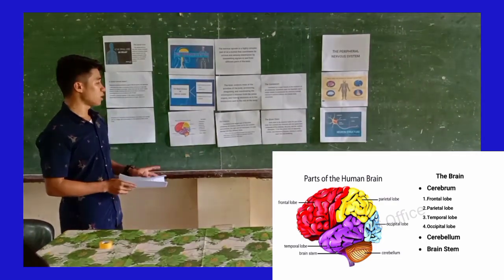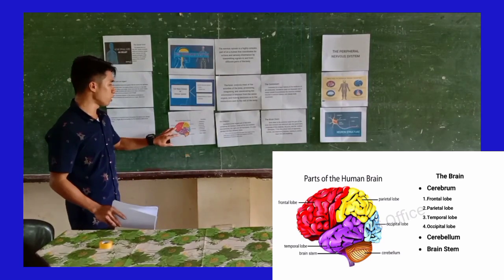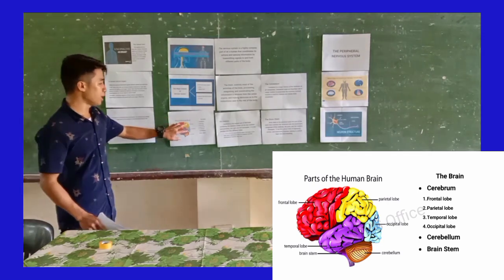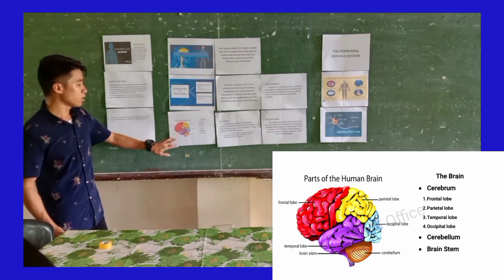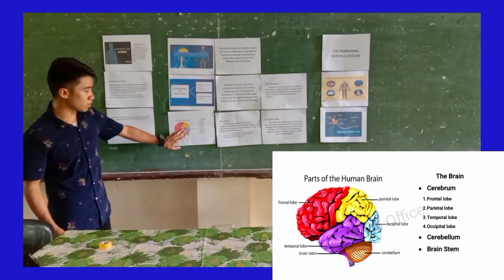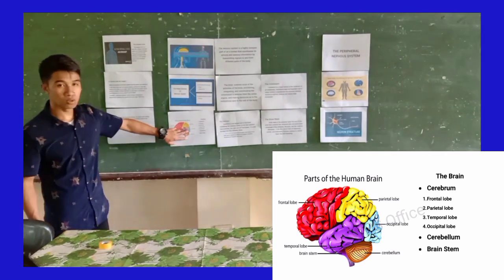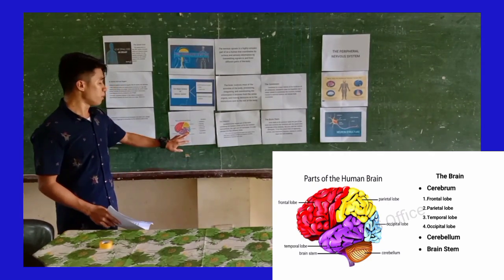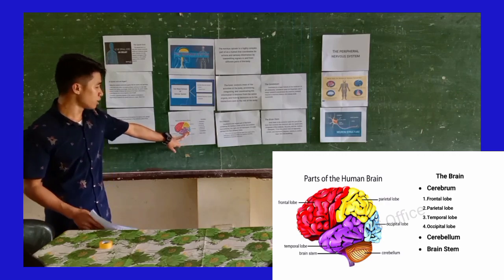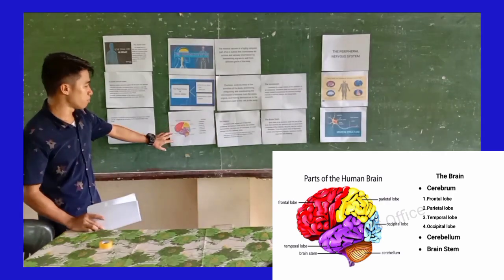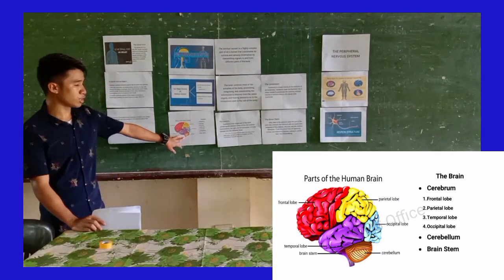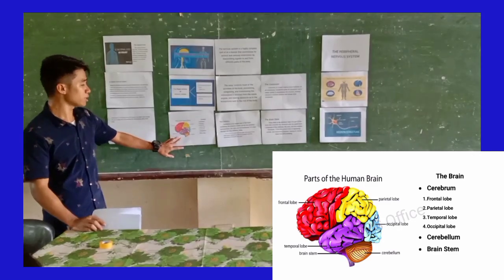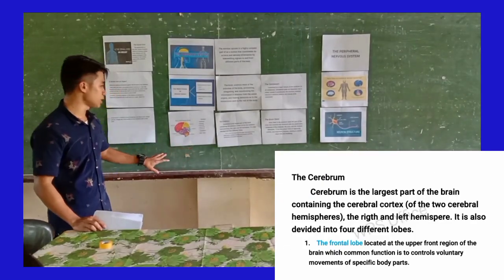So the cerebrum has four lobes. The frontal lobe is located here, this red area. The parietal lobe, this yellow area. The occipital lobe is located at the back part of the brain, this blue area. And the purple area is the temporal lobe. So the cerebellum is located here, under the cerebrum, this orange area, and the brainstem is located here, that connects the brain to the spinal cord. That is the brainstem.